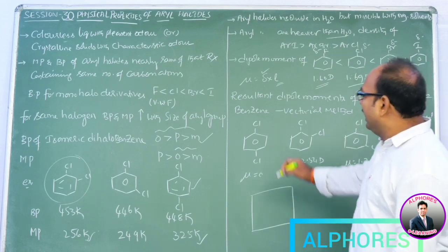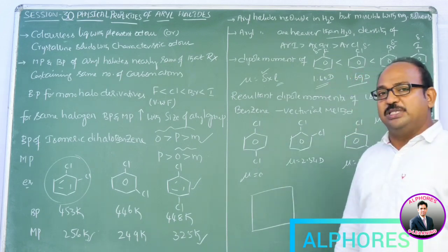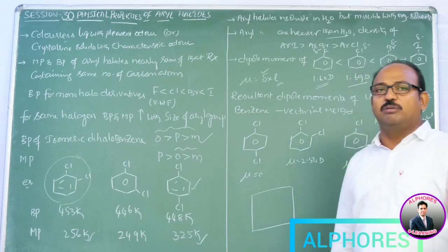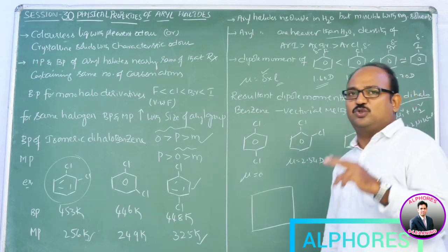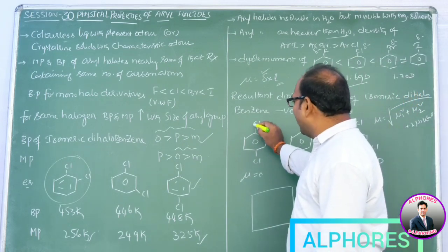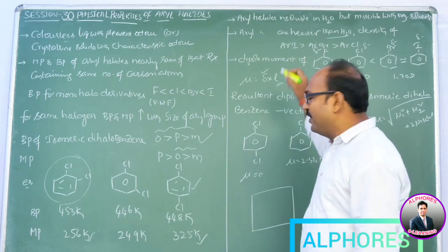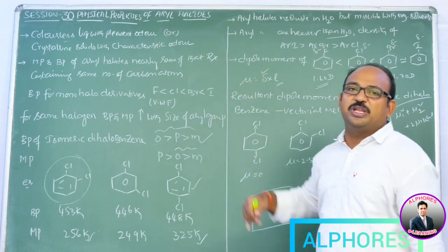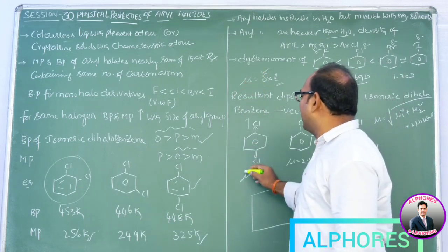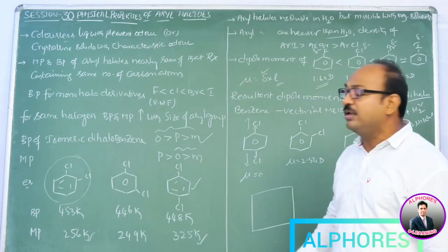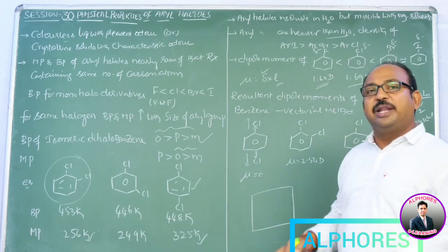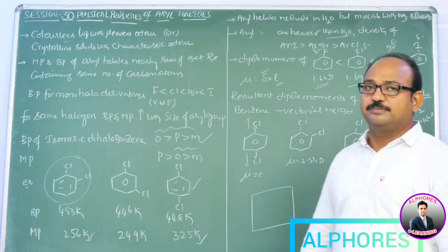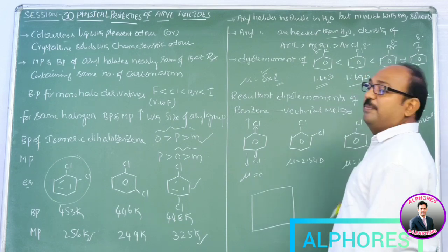Let's see here. In case of para-dichlorobenzene, the dipole moment is 0. Why like that? Here, this C-Cl bond is pulling towards itself, and this Cl is pulling towards itself. These two are pulling in opposite directions. Both are the same magnitude, so the net dipole moment cancels out. In other words, they apply the same principle.